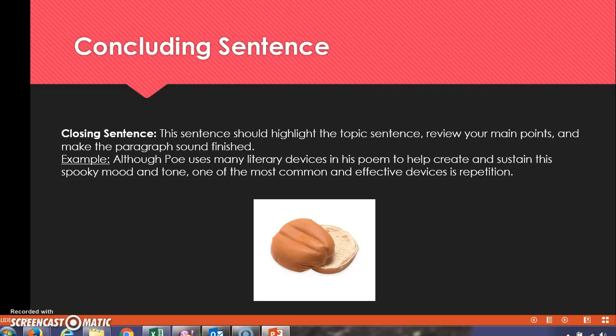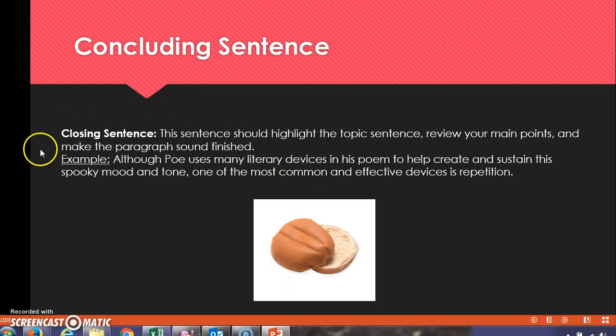Now, the last thing that you need in a hamburger, of course, is the bottom bun. If you don't have that bun, your hamburger kind of falls all over the place. It gets really messy. The same thing happens in a strong paragraph response. If you don't have a concluding sentence, it gets a little bit messy. You kind of just leave your reader hanging. Your concluding sentence should be used to highlight your topic sentence and to restate your topic. It should also be used to review your main points and make the paragraph sound finished.